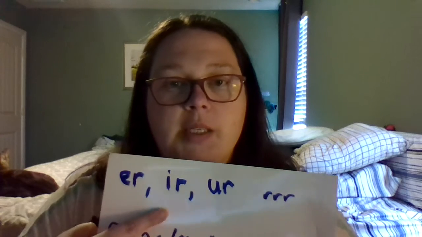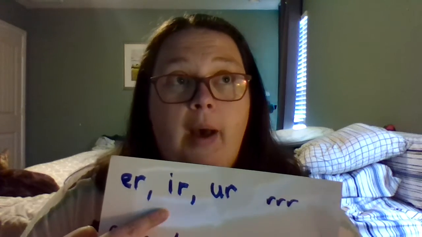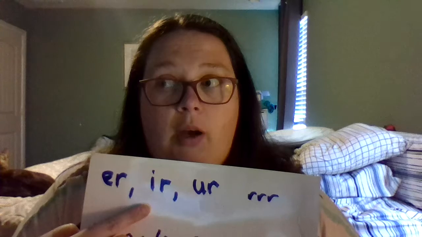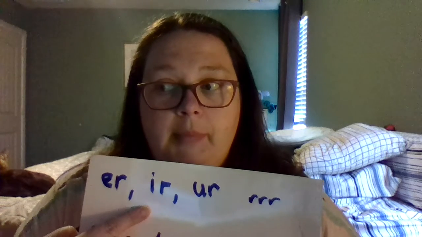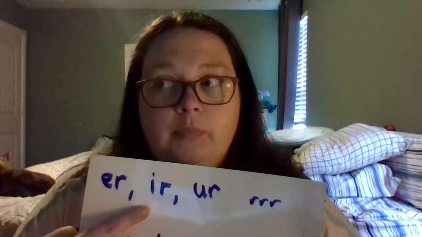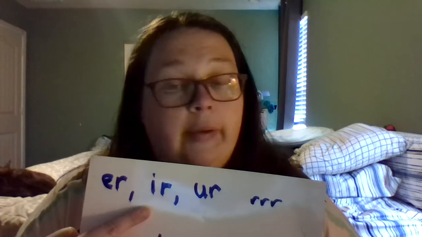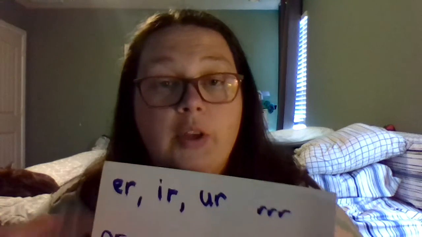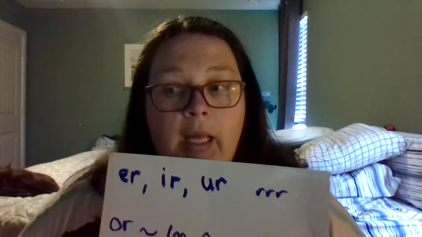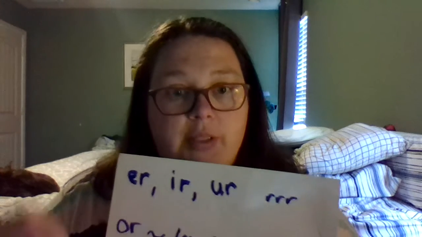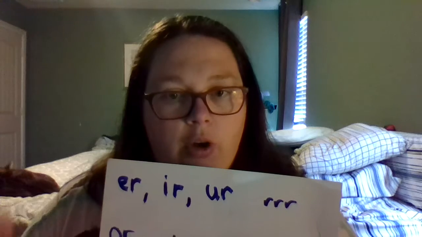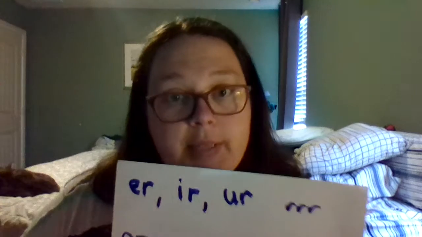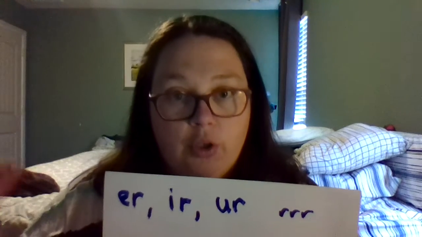Then we have the IR, which is the IR of first. So IR, let's see, I'm trying to think of a word that has IR in it right now off the top of my head, besides first. My brain is not working right now. So we have the IR of first, and then we have the UR of nurse, which is in words like turn. They all make that hard R sound. Those are the ER, IR, and UR. So whenever you see those in a word, you're going to know that that is the sound.